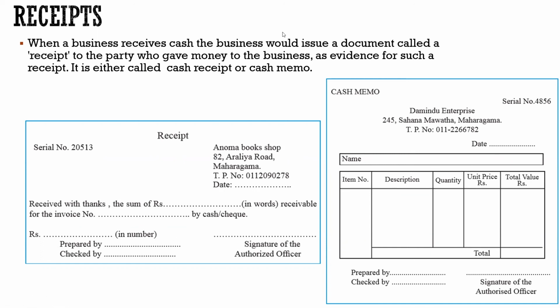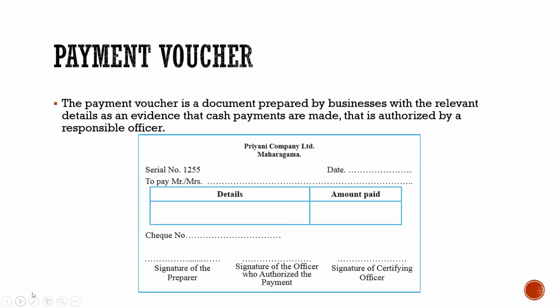I hope you remember that in our previous lesson about primary books and source documents, we spoke about these in detail. And then the payment voucher. It is the document prepared by the business relevant to cash payments and it is authorized by a responsible officer. So both receipts and payments act as evidence of the result of cash transactions.